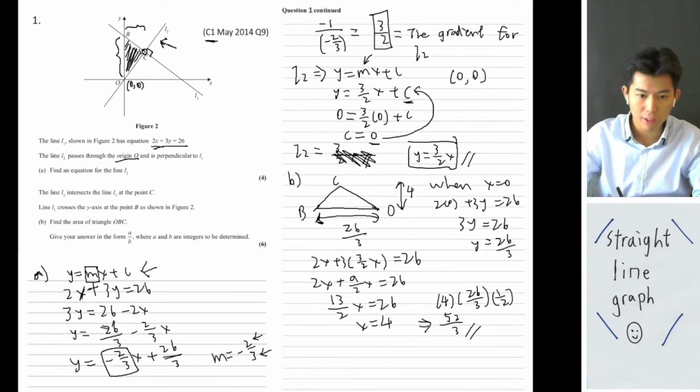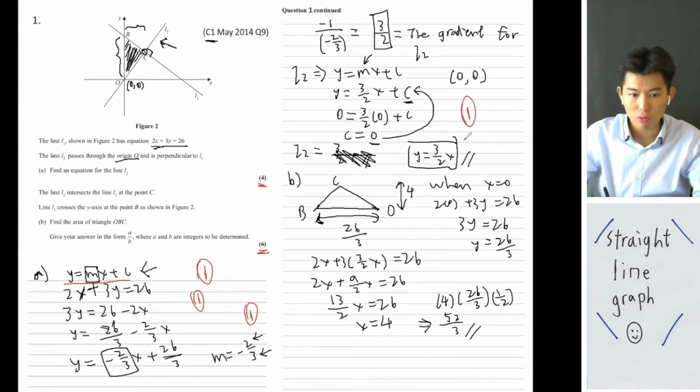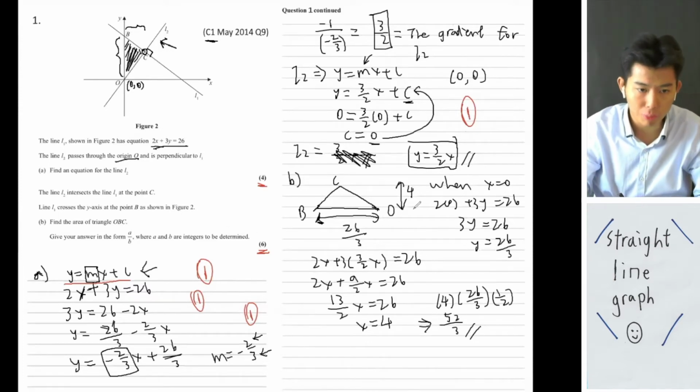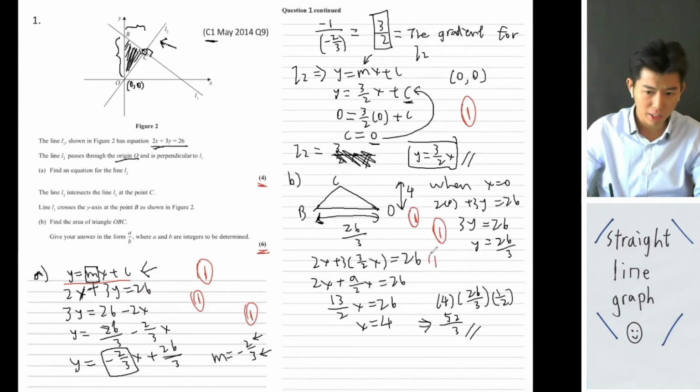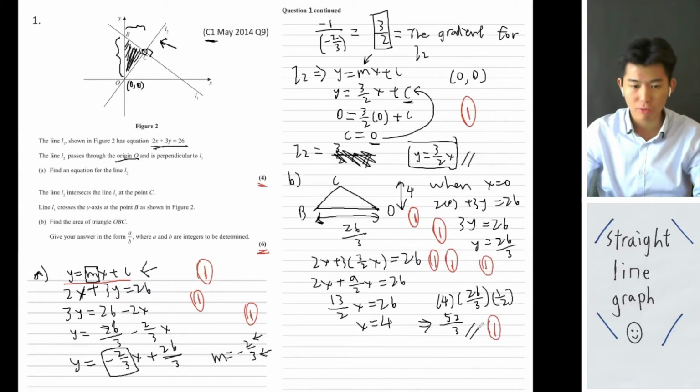Okay, for the marking, it carries 4 marks for part A and 6 marks for part B. For part A, I guess 1 mark is for showing the method y equals mx plus c, and the other mark is for the working. 1 mark for getting the correct gradient, and 1 mark for writing the final correct equation. For part B, it carries 6 marks. 1 point is for getting the correct point for B, and 1 point for getting the correct point for C. 2 marks are for the working, I guess. 1 mark is for the method, and 1 mark is for the final correct answer for part B.